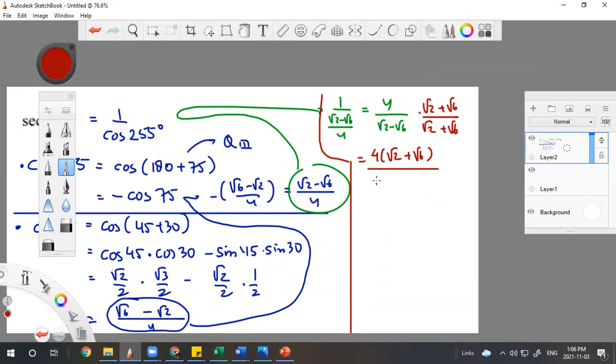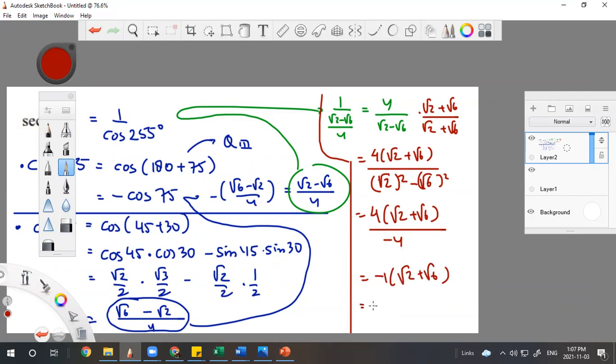Kan A minus B kali A plus B, A square minus B square, right? Kan kalau square-nya di square root di square hilang kan. Jadi misalnya gini, akar di kuadrat hilang gitu. Indonesia lebih gampang mikirnya. Akar di kuadrat hilang, square root di square hilang. Ya. So square root 2 square, square root 6 square. Right? So 4 times square root 2 plus square root 6 over negative 4. So the answer will be negative 1 bracket square root 2 plus square root 6. This is your final answer.